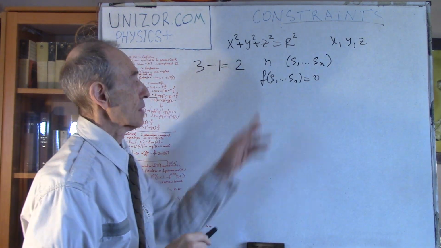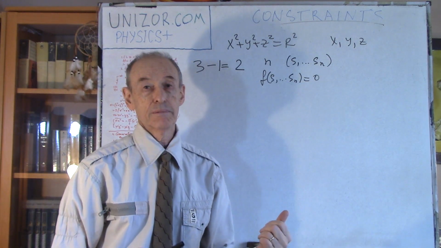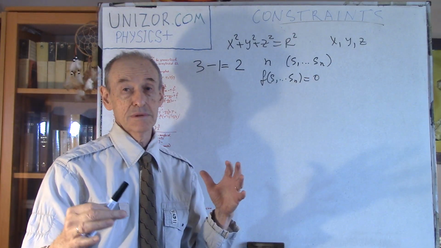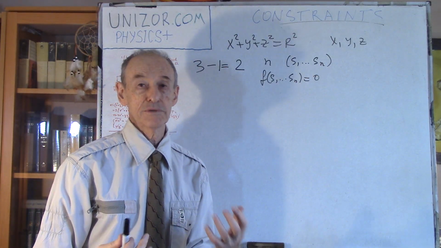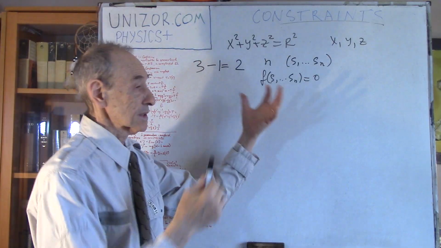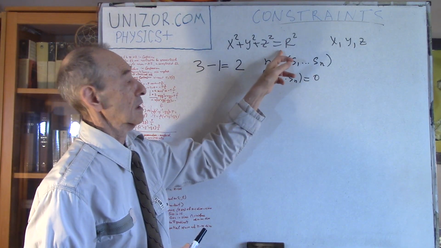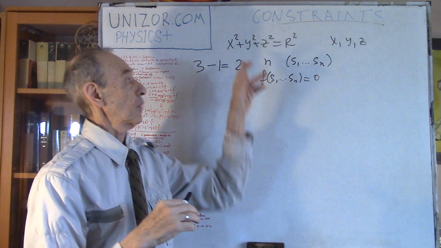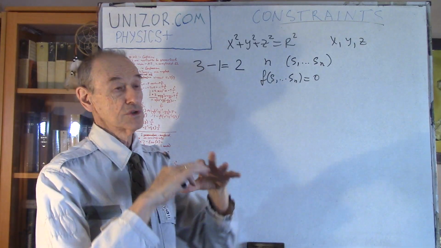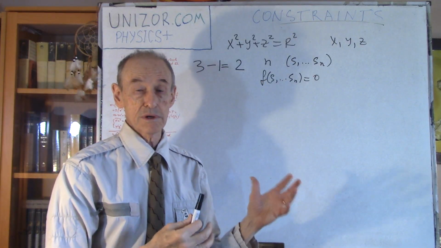Now, what does it represent geometrically? Well, it's a surface. And what's the dimension of this surface? Well, it's one dimension less. Like a sphere is two-dimensional. One constraint gives you the surface of a sphere.